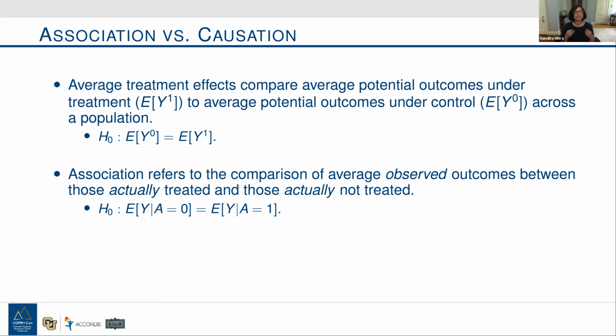Association is much easier, right? Association refers to the comparison of average observed outcomes. So now we are observing everything. Here we have just Y, no Y0 or Y1. And you're making the comparison between those who are actually treated and those who are actually not treated. So here, we're just comparing the average outcome amongst those who are not treated versus the average outcome for those who were treated. So association is a much weaker claim because you're just comparing those who were treated and those who weren't. This causal claim is a much stronger claim.